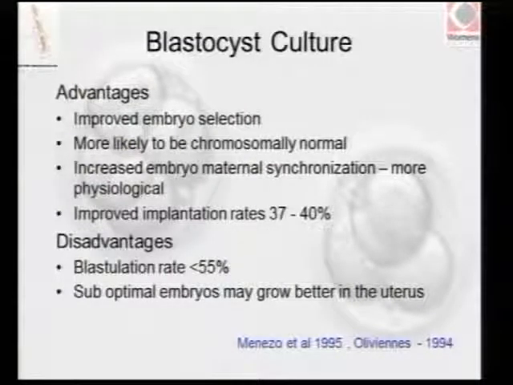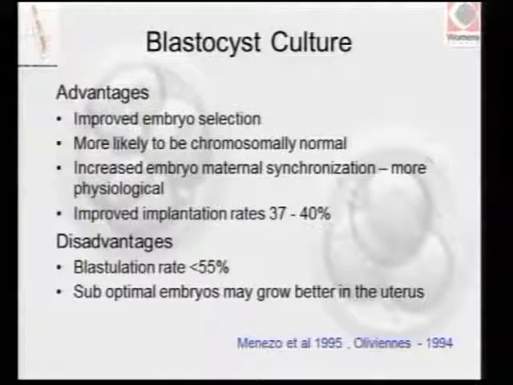In a normal pregnancy, the embryo does not enter or get implanted on day 3. So when we are expecting it to get implanted on day 3, the synchronization is not quite physiological. So waiting for day 5 makes the synchronization more physiological, and you can expect an improved implantation rate of up to 40%, whereas with your cleavage stage embryos, it may be half of that.